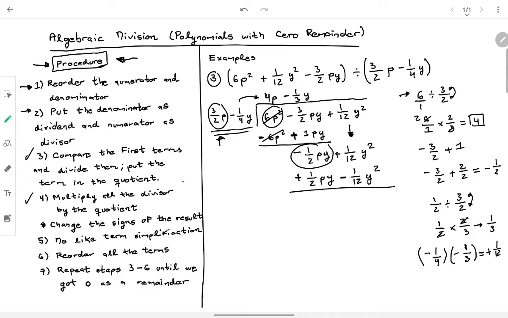So then we can do like term simplification. We will get 0 as a remainder, and the answer will be 4p minus 1/3 of y. And this is going to be our final answer of this process. So as we saw, we can do this process with normal numbers, with bigger fractions, with trinomials, with binomials. We can apply this procedure of 7 steps to divide every polynomial with other polynomial to obtain a 0 remainder.